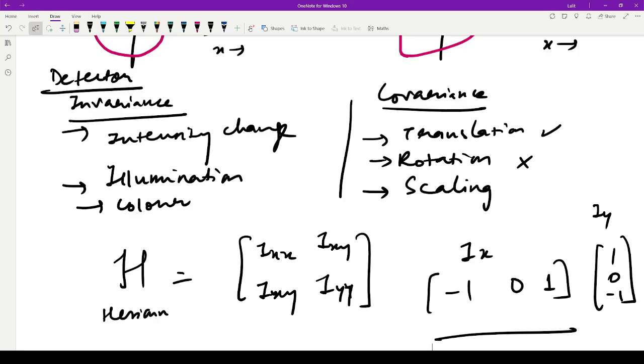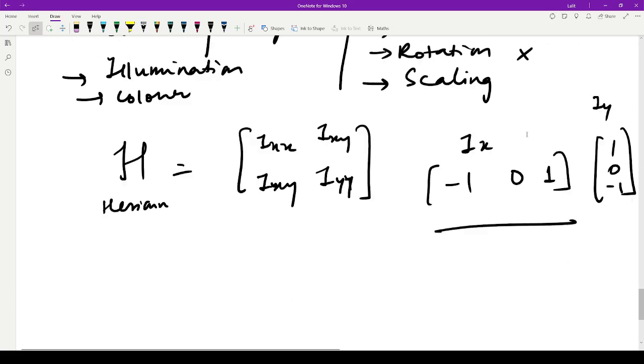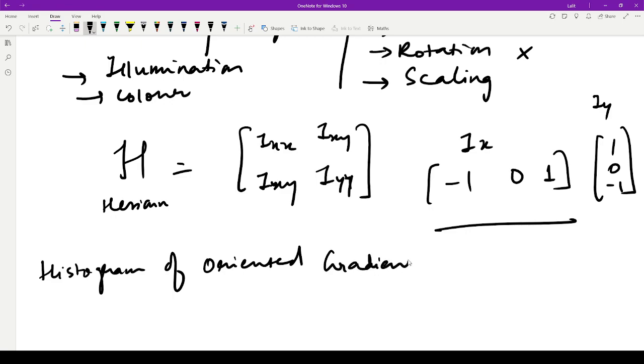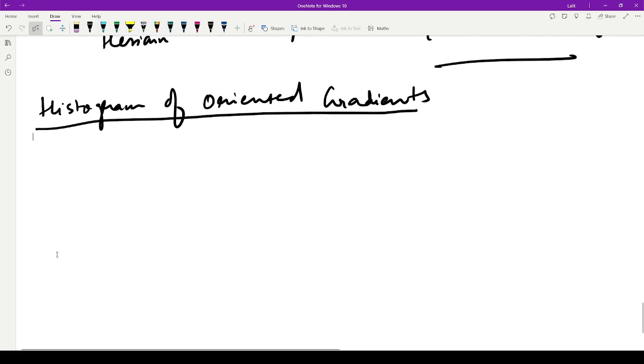Once we go through these detectors, we move on to the detectors that were actually used in specific applications. The first one is the histogram of oriented gradients. Can anyone tell what was the application for which this was developed? It was mostly developed for object detection.